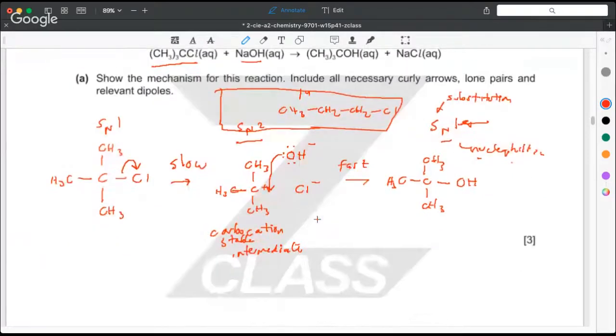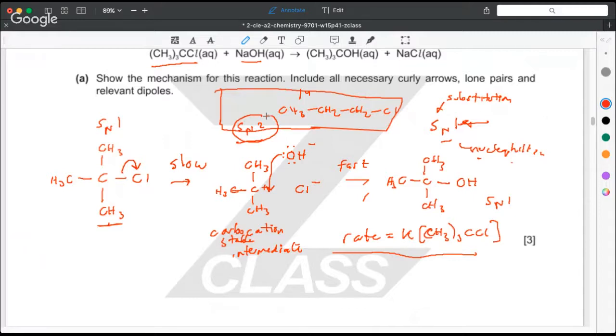And you'll see later on that when you write a rate equation, the things that are in the rate equation feature in the slow step. So later on, it says that the rate of this reaction is equal to a rate constant times the concentration only of this. The hydroxide ion isn't in the rate equation at all. So the hydroxide ion is not involved at all in this slow step. And so that tells us that it's an SN1 reaction. And the mark scheme is for some reason saying it's SN2. If it was an SN2 reaction, then both the hydroxide and the alkyl halide would be involved in a slow step, but they're not. Only the alkyl halide is involved in the slow step, and so it's a genuine SN1 reaction.